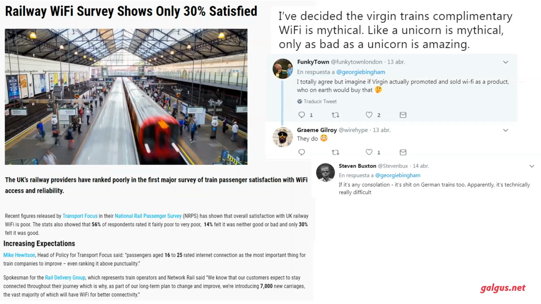And this is a conversation on Twitter about the lack of good Wi-Fi services, and the fact that it is perceived as a very technical challenge.